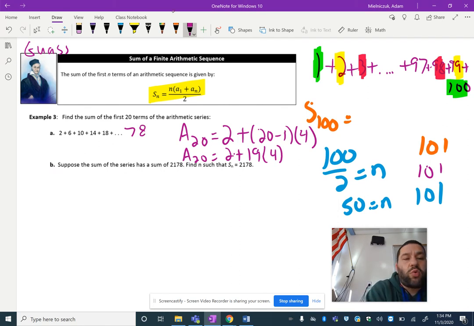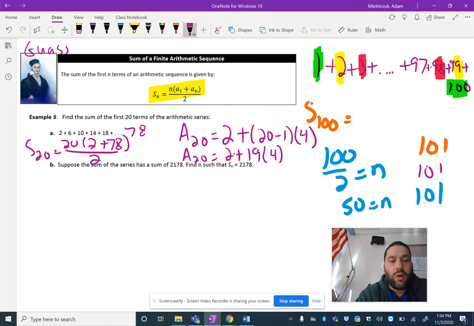So now to find the sum of 20, S sub 20 equals the number of terms we have times your first plus your last, over 2. Well, let's see. 2 plus 78 is 80. So we're going to have 20 times 80 over 2. Half of 20 is 10. So 10 times 80 would give us 800 as our answer. So that's our answer right there.